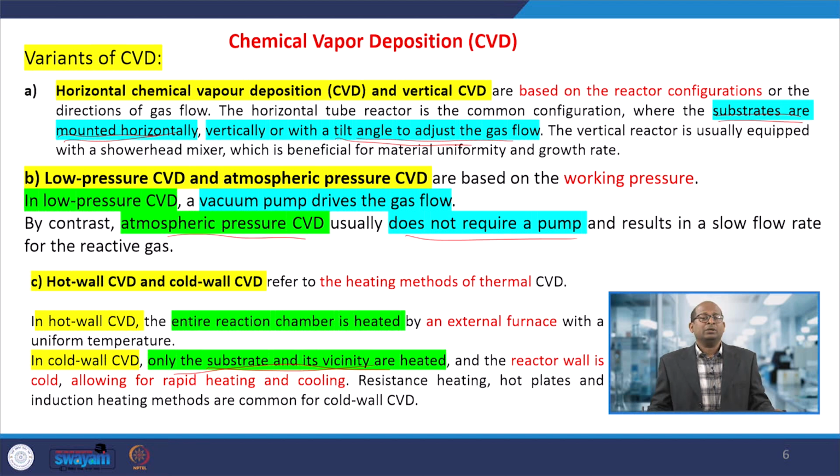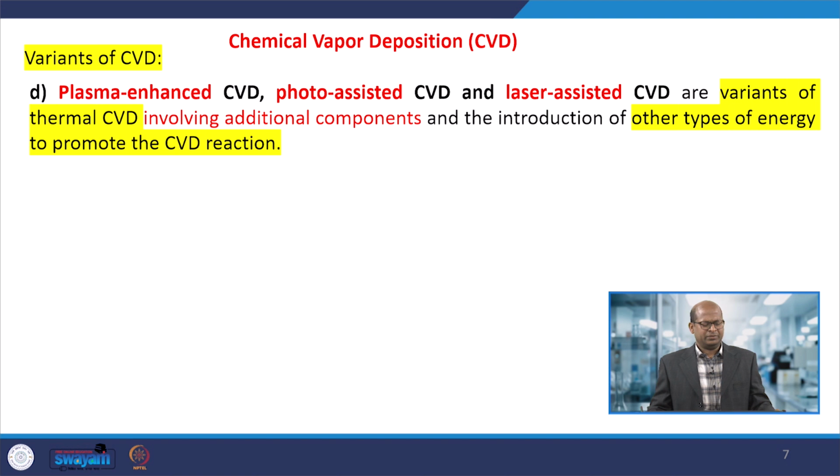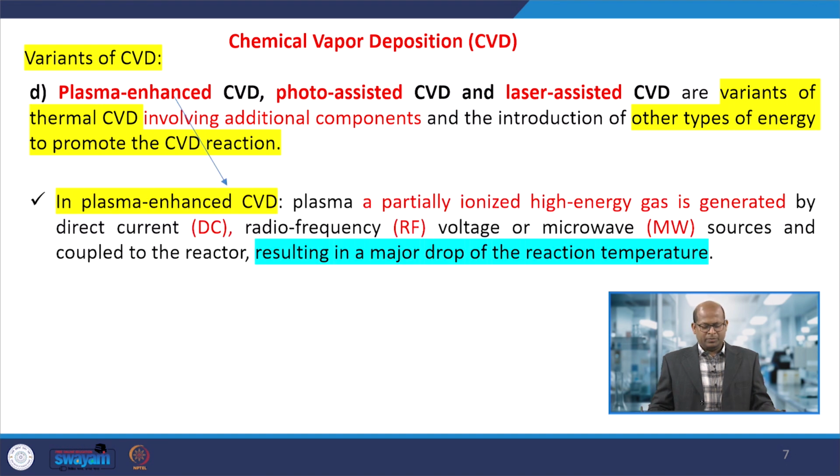Other variants of CVD are plasma enhanced, photo assisted, and laser assisted, which are also possible. In plasma enhanced CVD, a partially ionized high energy gas is generated, heated by using DC currents, radio frequency voltage, or microwaves, which can be coupled with the reactor. As a result, we get a significant drop in the reaction temperature during the process.